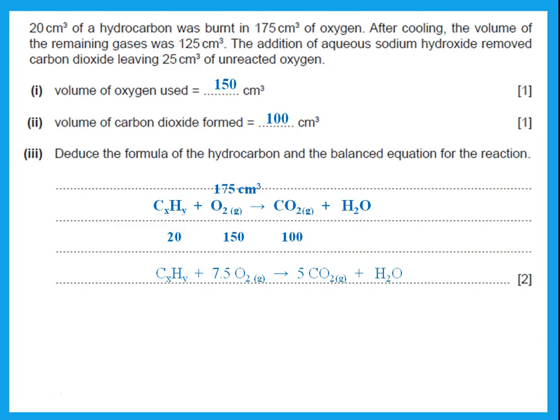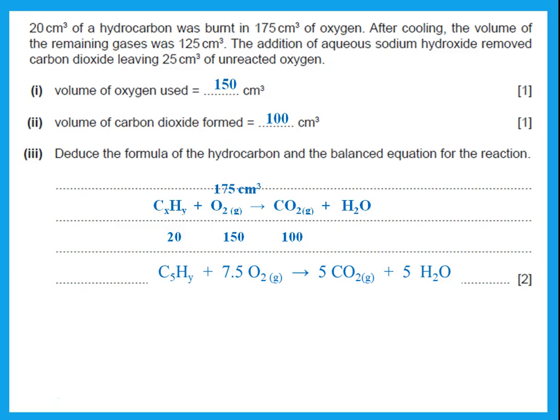So if I divide all through by 20, the CxHy will have 1 in front of it. The oxygen will have 7.5. We're dividing the 150 by 20, so that's 7.5. And that should give me 5 in front of the CO2. Now, if I put 7.5 in front of the oxygen, that means I have how many oxygens before the arrow? I have 15. And that means I need 15 oxygens after the arrow. I already have 2 times 5 is 10 in the CO2, so I need 5 in front of the water to give it 15 oxygens on both sides of the arrow.